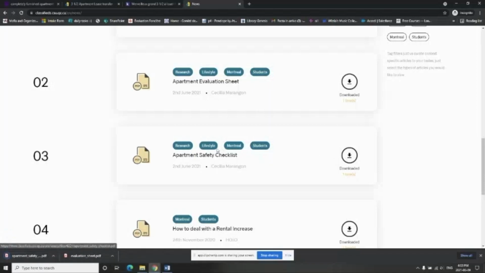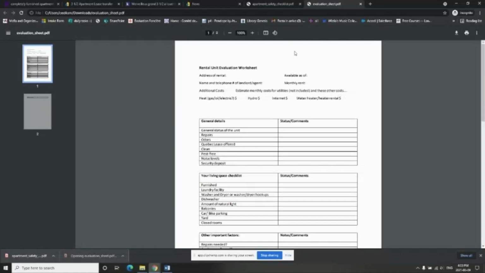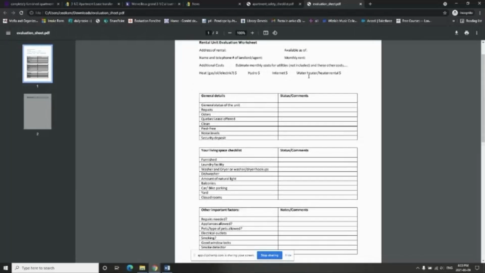These are really important when you are virtually or physically visiting apartments because you can have a series of questions, maybe or not if it's the first time, and you might need some guideline. So the rental unit evaluation, you have some information in there that you can put like some basic information, so the address, when it's available, the landlord who showed you the place, monthly rent, and this kind of thing.